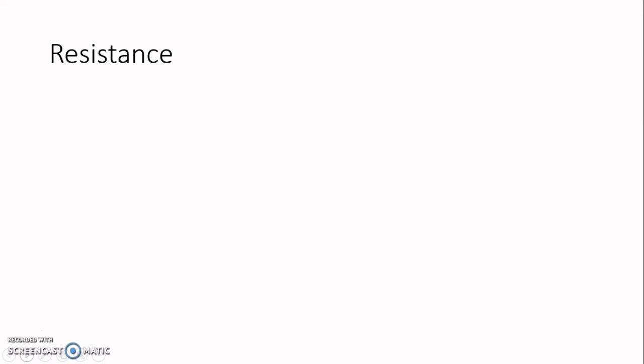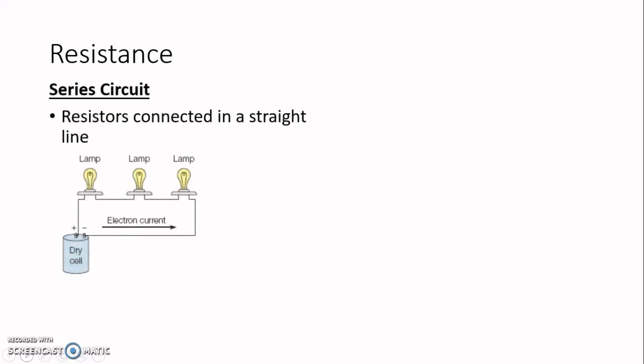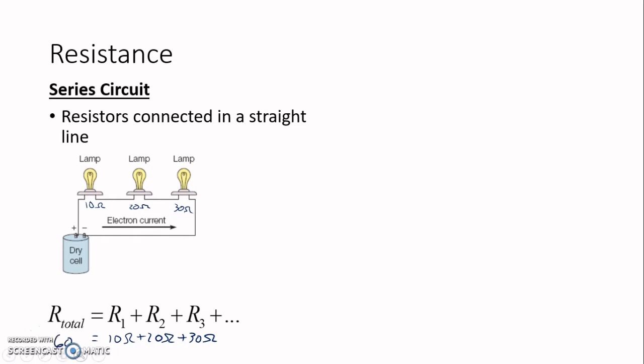Now, there are a few different ways we can arrange resistors in a circuit. The two main ways are series, which is you take the resistors and you connect them in a straight line. If we do this, then all you have to do is take the resistors and add them together. For example, if we have 3 lamps that are 10 ohms, 20 ohms, and 30 ohms, then the total resistance would be 10 plus 20 plus 30 is 60 ohms.